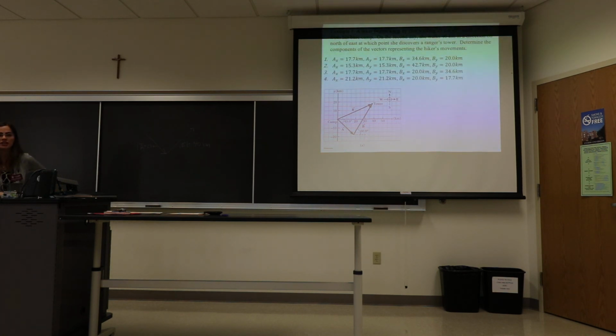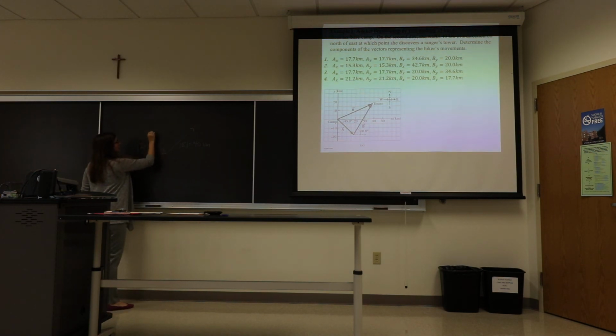And so my question is, what are the components of these two vectors? So these are the magnitudes and then the directions.